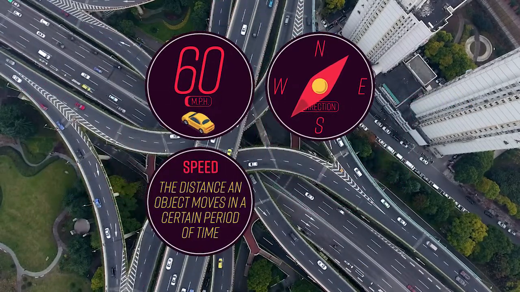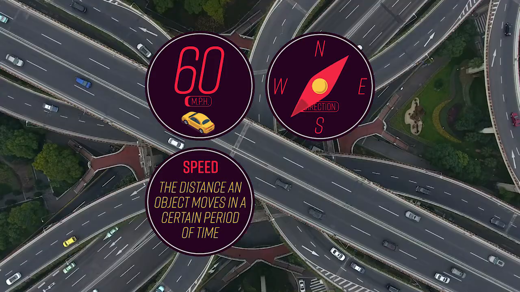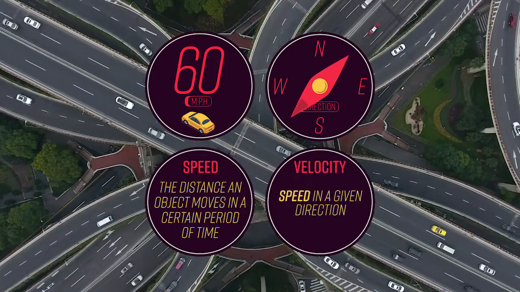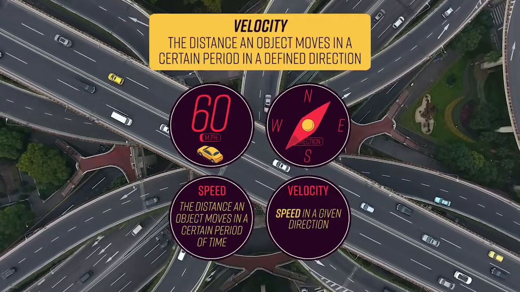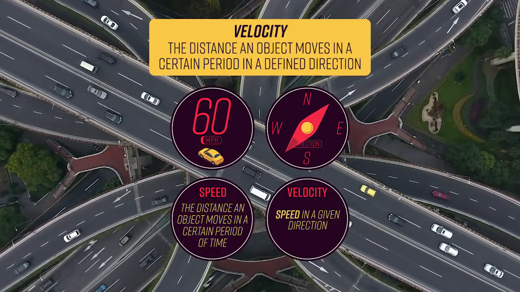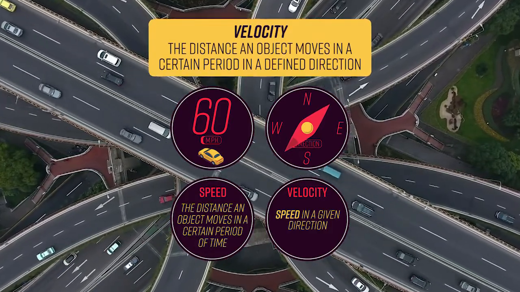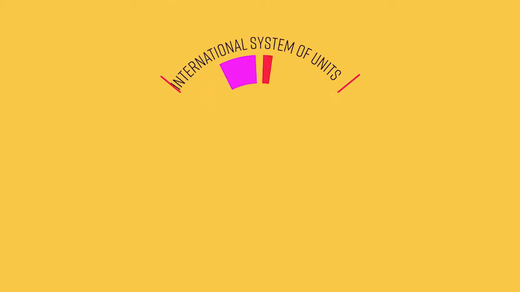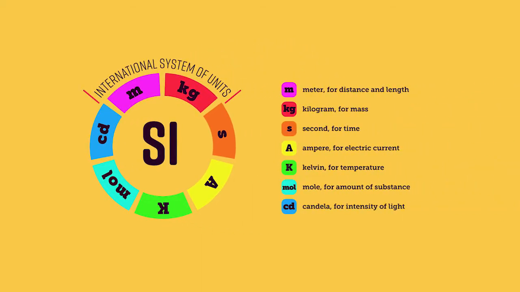Speed is defined simply as the distance an object moves in a certain period of time. Velocity is speed in a given direction. This means you can fully define velocity as the distance an object moves in a certain period in a defined direction. It is common practice to use the International System of Units, or SI, when measuring distance for speed and velocity. Here you can see the different units included in SI.